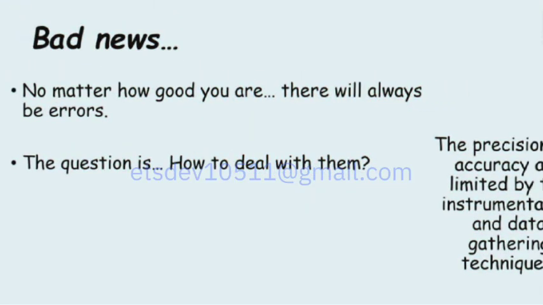But the bad news is, no matter how good you are, there will always be errors. And then the question is, how do we deal with these errors? When we talk about precision and accuracy, these are limited by the instrumentation that we have and the data gathering techniques. The other bad news is you must use statistics, and you need a little bit of mathematics, not very high mathematics, but enough to know and remember the formulas for different types of statistical calculations.